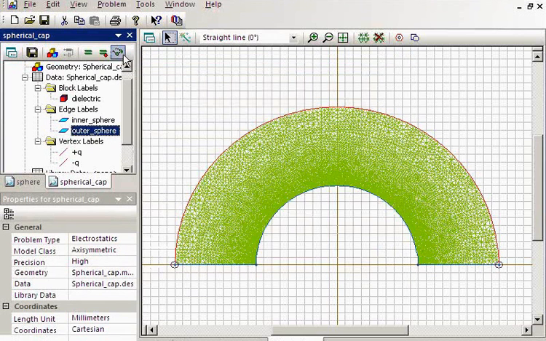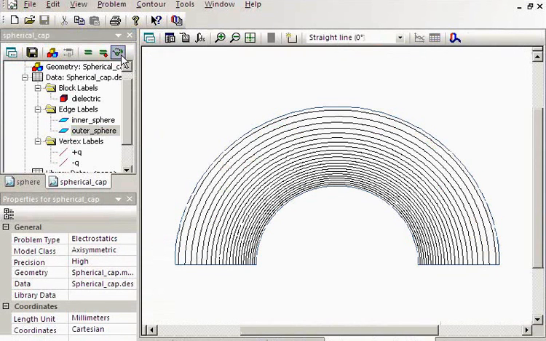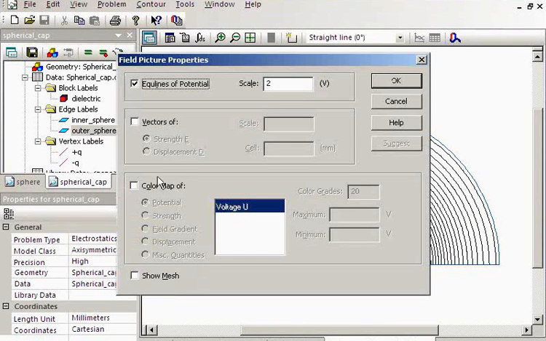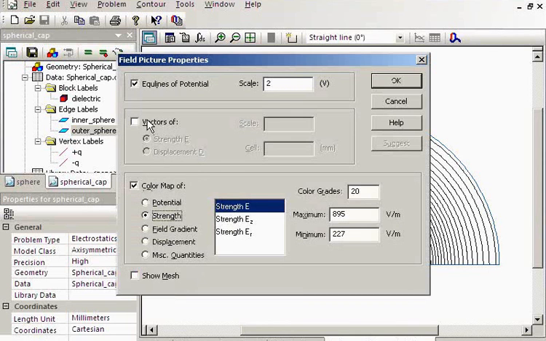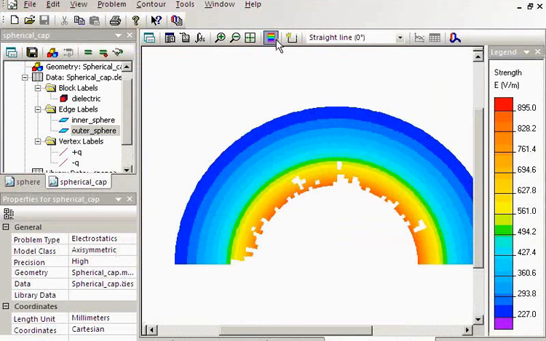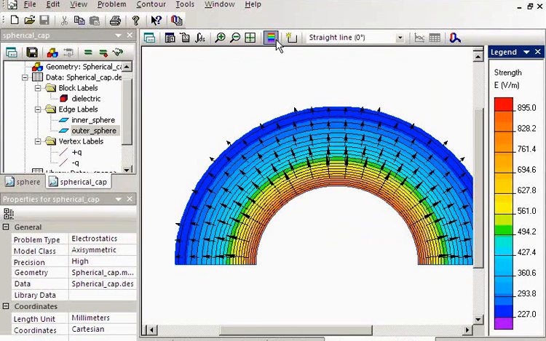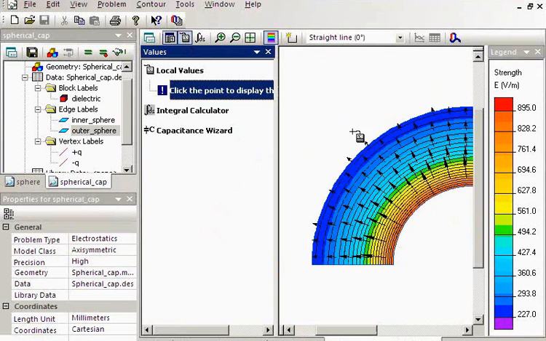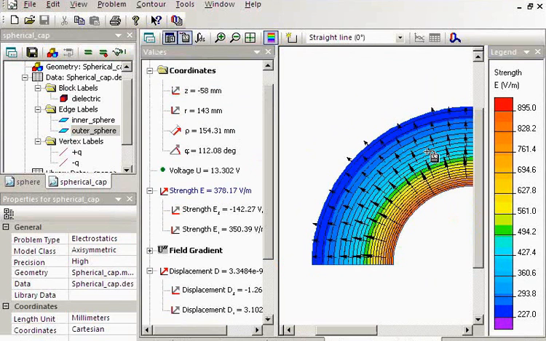Now let's take a look at the result. Again, you can see the field lines, the equipotential lines. I can adjust the field picture and switch on the color map of different values. And I can switch on the vectors. Such a nice picture we get. I can calculate electric field values in different points. In this point and here.